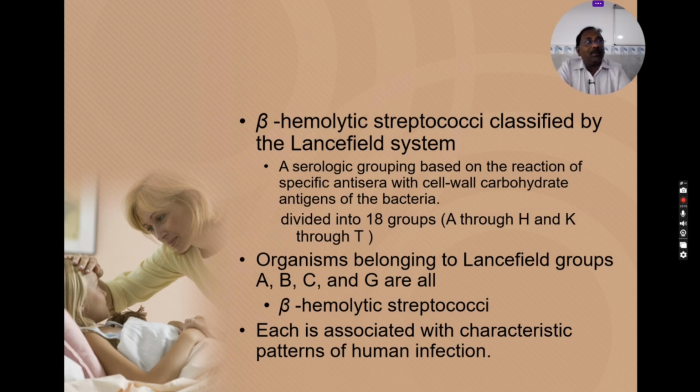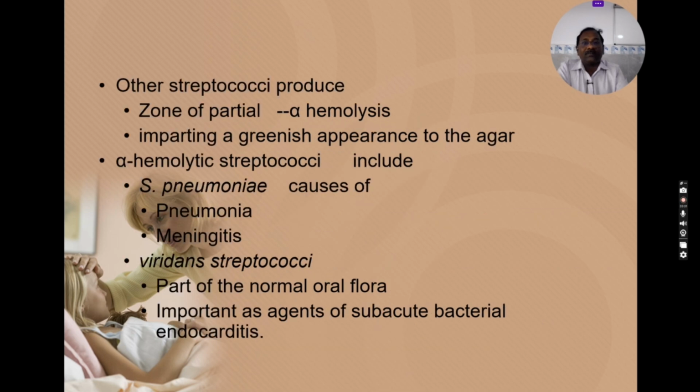So A and B, and enterococci and viridans Streptococci. Here in the Lancefield system there are 18 groups, A to H and then K to T. Mostly important are A, B, C and G. They are the beta hemolytic Streptococci.